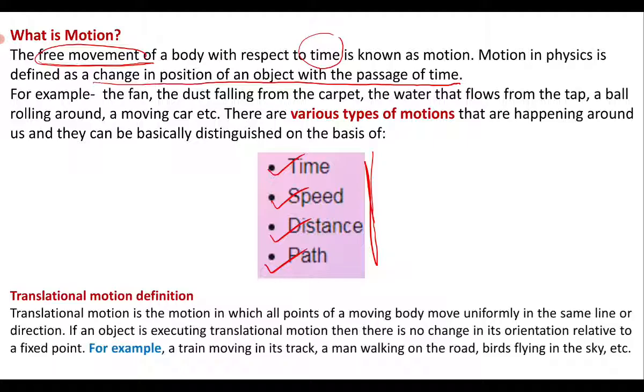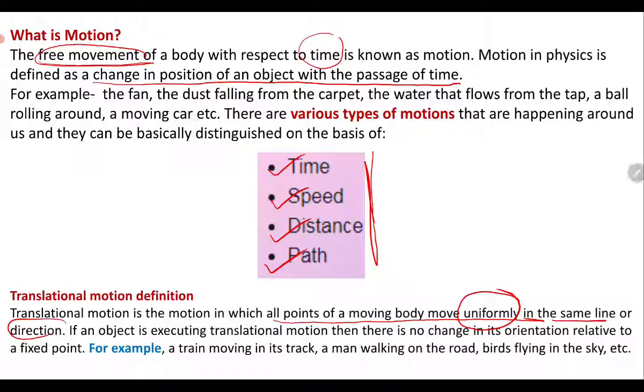Let us see the first type of motion, translational motion. Translational motion is the motion in which all points of the moving body move uniformly in the same line or in the same direction. If an object is executing translational motion, then there is no change in its orientation relative to the fixed point.